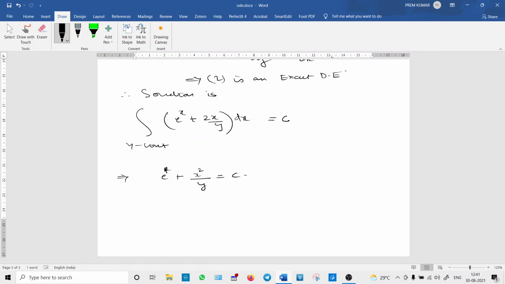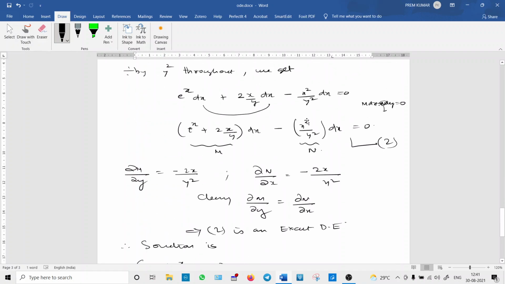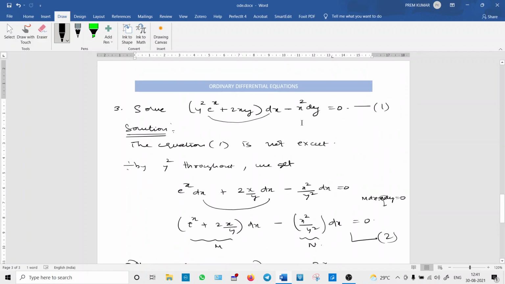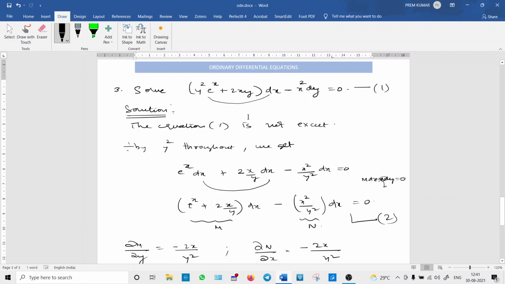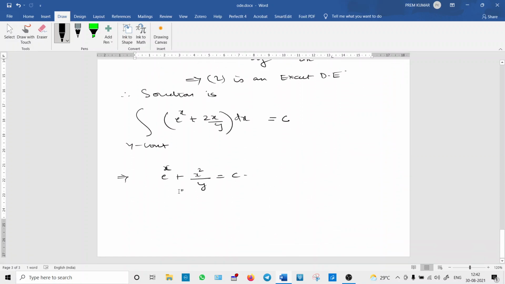This is the required solution of 2, but the solutions of 1 and 2 are the same, because we are multiplying only the integrating factor. Sorry, we are not even multiplying the integrating factor, we are just rearranging the terms. So both 1 and 2 are the same. The solution of 2 is the same as the solution of 1. Therefore this is a solution of the given differential equation. We are not making any change in the differential equation, we are just rearranging the terms.